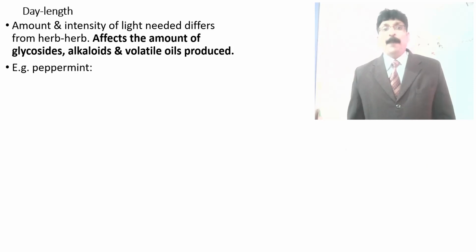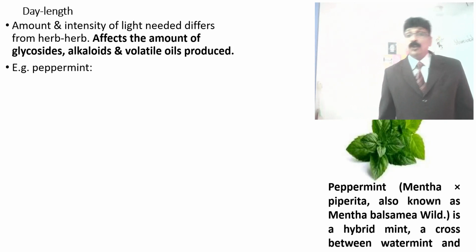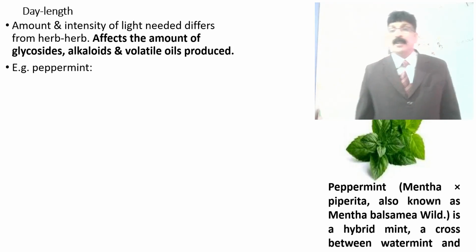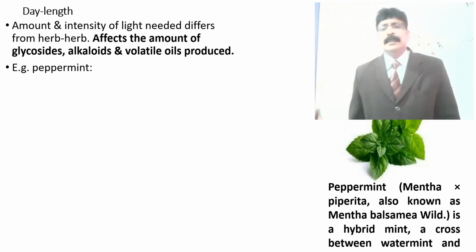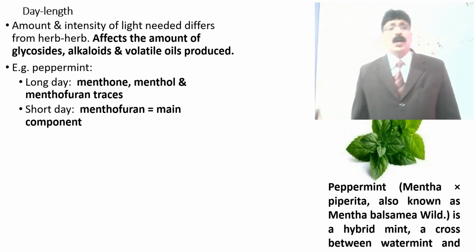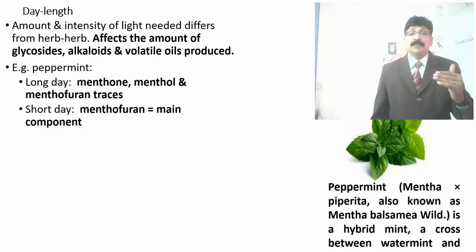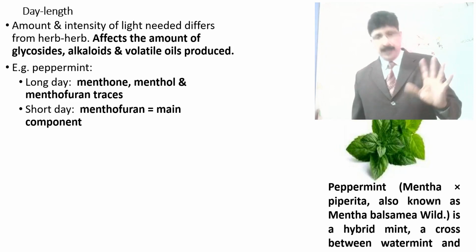Example, peppermint. We know this plant very well. Peppermint, also known as Mentha piperita, is a hybrid mint, a cross between watermint and spearmint. Long days: menthol, which is the constituent of peppermint, and menthofuran in traces. Short days: menthofuran is the main component.